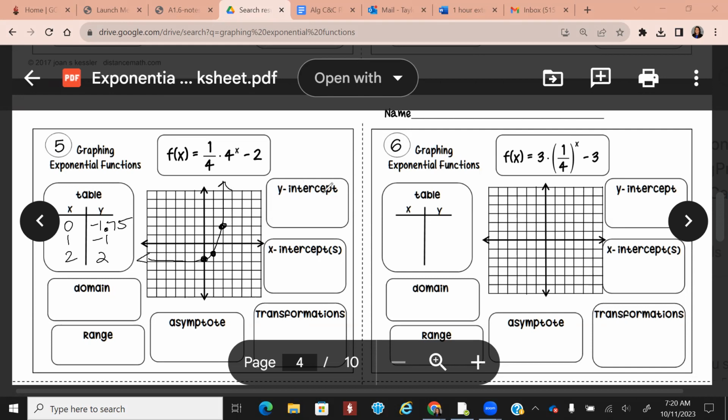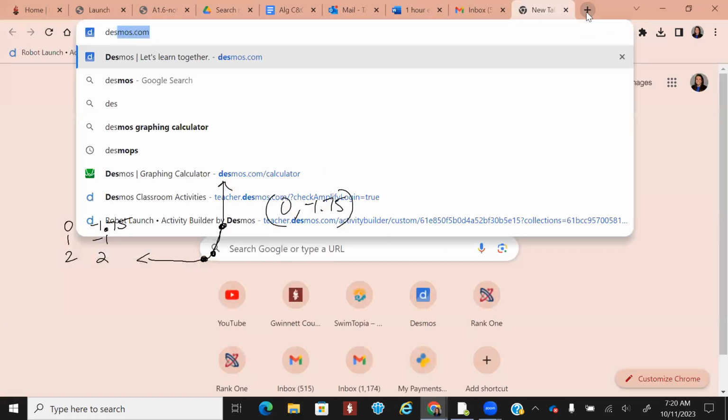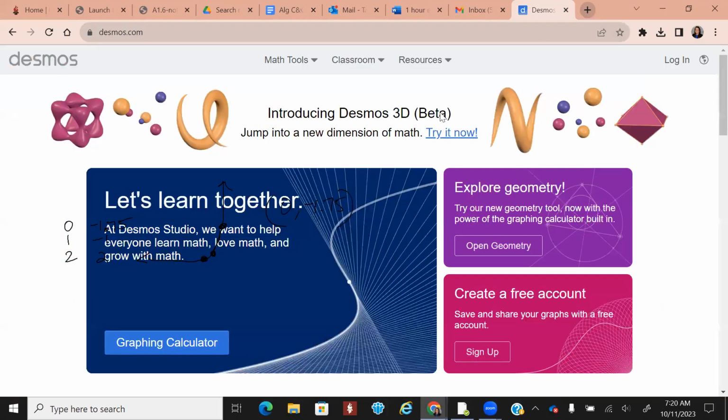Are there any y-intercepts? Fantastic. Are there any x-intercepts? How do we figure that out? This one's a little tricky to just visually see, so I would suggest going into Desmos and typing that one in, so that way you can see exactly where it crosses the x-axis.